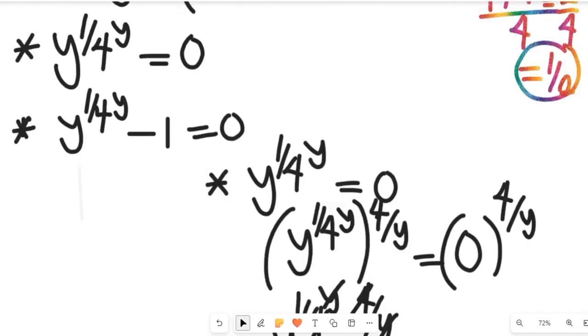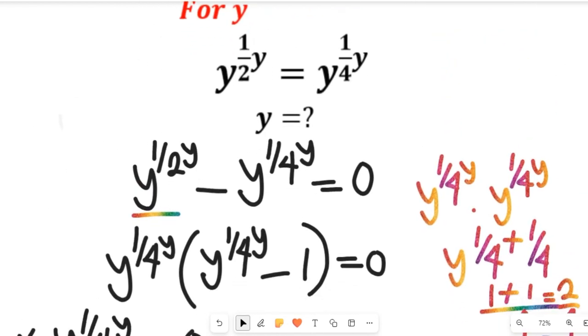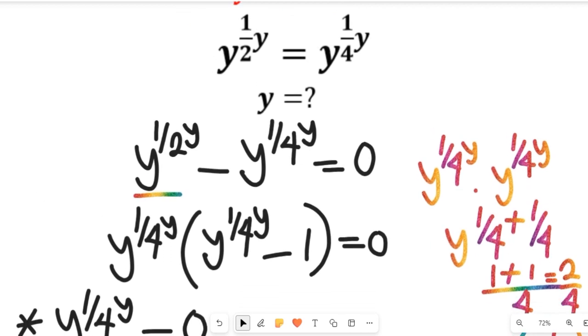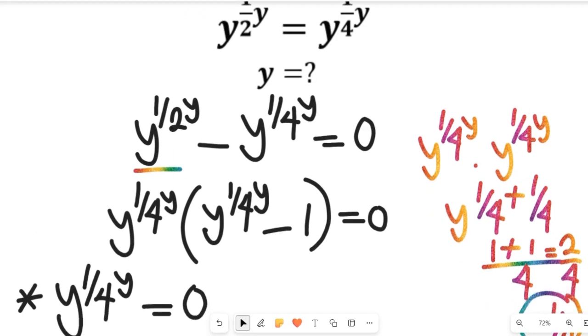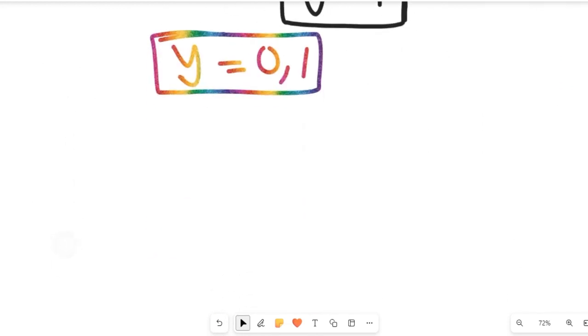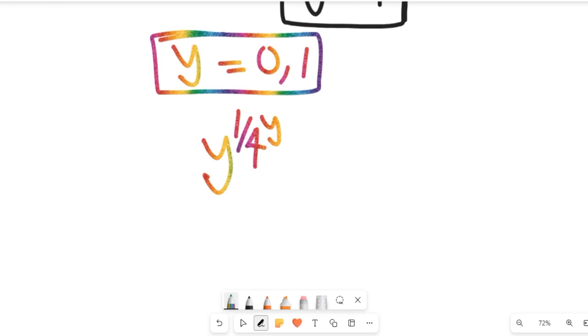Now I want us to do something. Let's cross check if this solution is right. We'll substitute the values of 0 and 1 into that expression. Will the left hand side be equal to the right hand side? Now let's try it. The question we are given initially is y to the power of 1 divided by 2 multiplied by y is equal to y to the power of 1 divided by 4 multiplied by y.